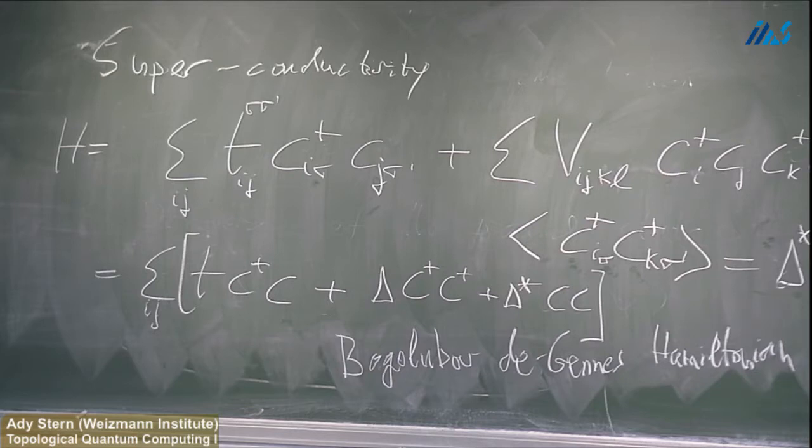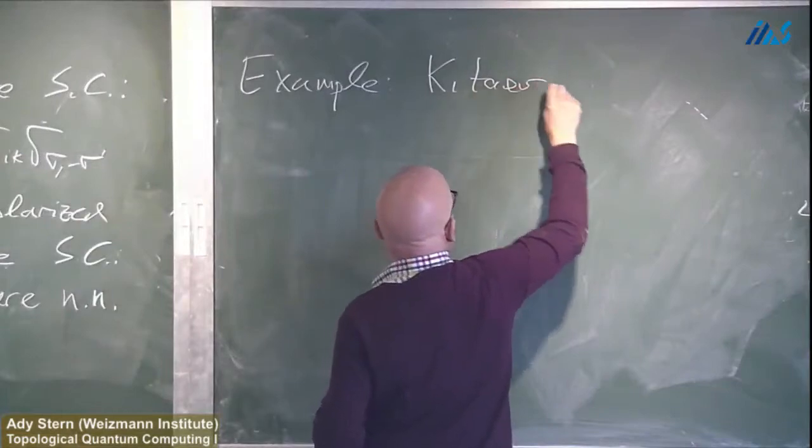Okay. So this was superconductivity. Now let's get back to this ground state degeneracy that I wanted to show to you. So I'm going to now tell you the story of the Kitaev chain, which is an example, the simplest example, of the physics that I want to illustrate.